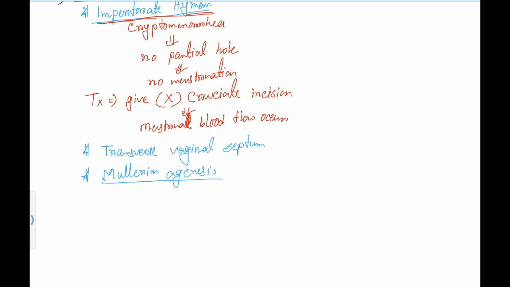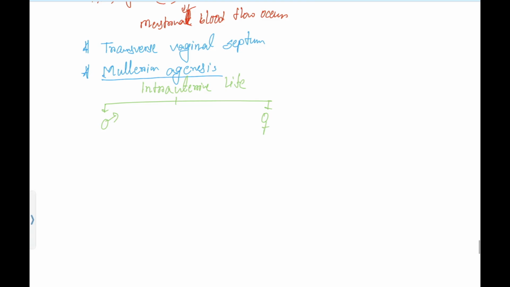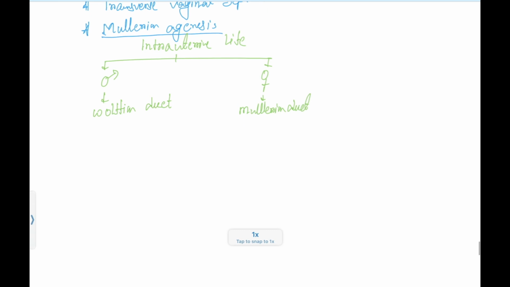Mullerian agenesis means that in intrauterine life, the baby can be male or female, right? If it is male, it will have the Wolffian duct. If the baby grows as a female, it will have the Mullerian duct. Now if a female fetus is absent of the Mullerian duct, that means Mullerian agenesis is there, and that will be a reason for primary amenorrhea.